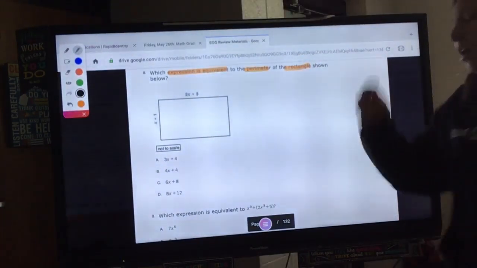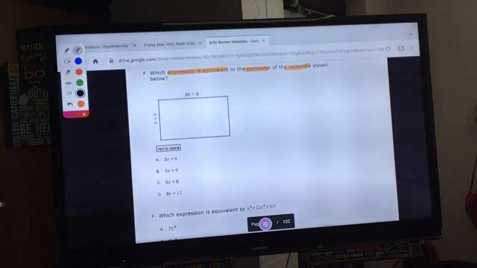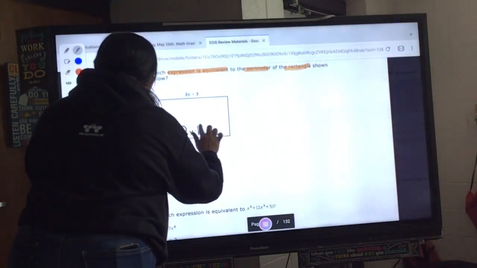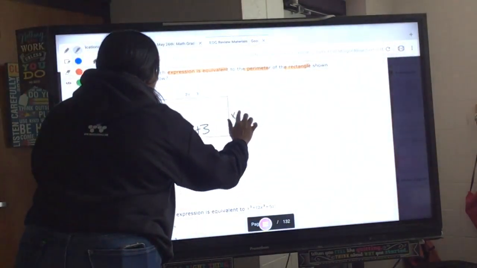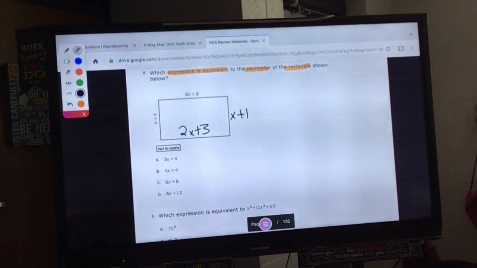Rest in peace. Okay, so if we're finding the perimeter, what do we know about the characteristics of a rectangle? Cristiano? So I know that this side is going to be 2x plus 3, and then I know that this side is going to be x plus 1. So at this point, what do we do to find the perimeter? A couple different ways you can solve this problem. But what do we do? Aiden? Yeah, you combine like terms.